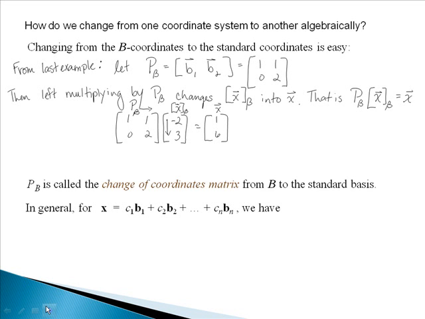So in general, for our vector x, which is a linear combination of our vectors b1 through bn, we have this equation here. If I pull out my coefficients c1 through cn, then what I have is the vectors b1 through bn multiplied by those coefficients. And so we see that that is equal to P sub beta, the change of coordinates matrix, which is the matrix made up of b1 through bn, multiplied by the weights in our linear combination, which was the b coordinate vector.